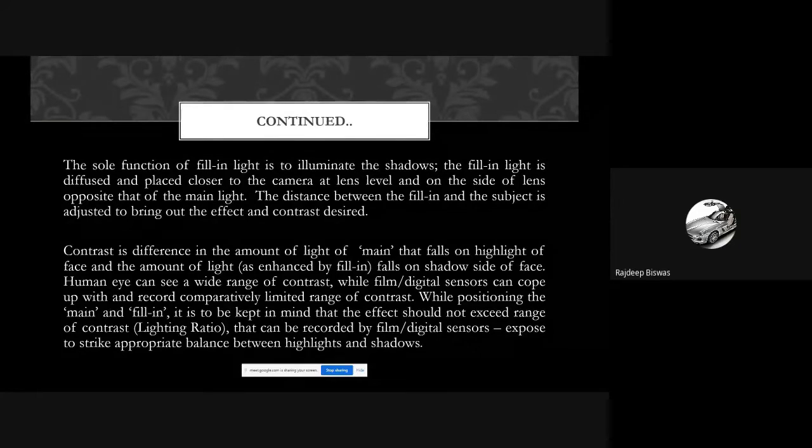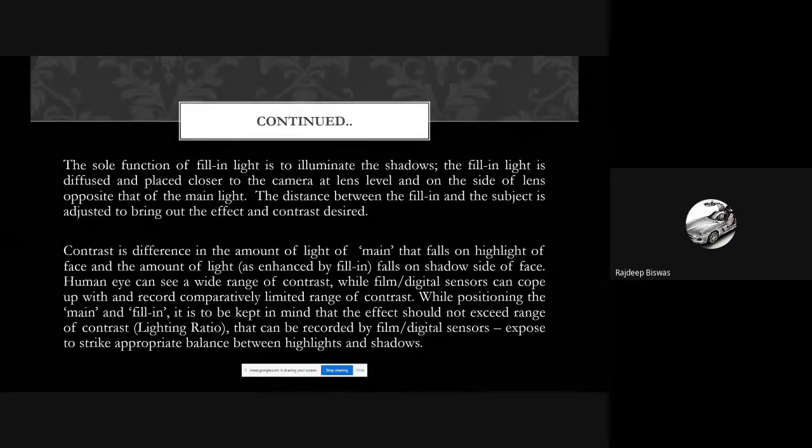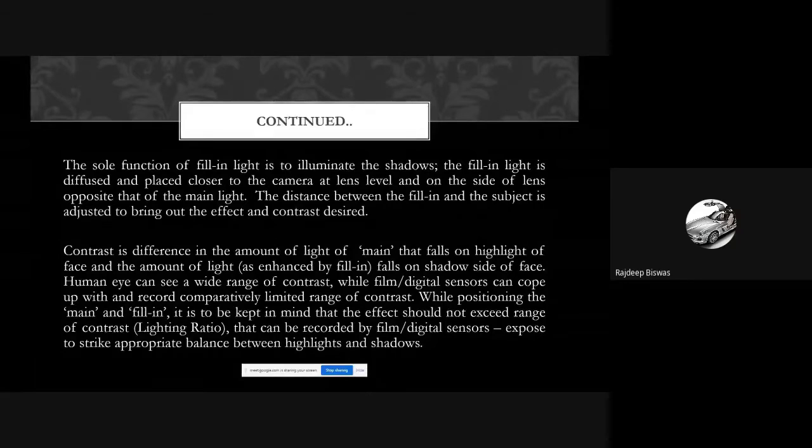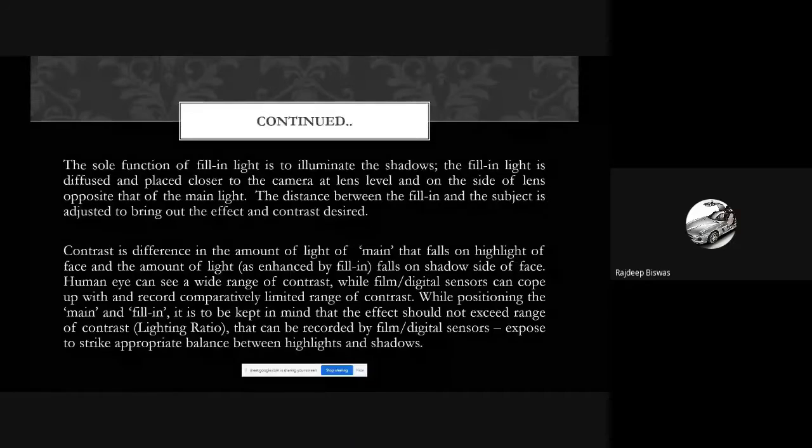The fill-in light is diffused and placed closer to the camera at lens level and on the side of the lens opposite to that of the main light. Of course, the main light is on the right-hand side of the photographer. The fill-in light is on the left-hand side of the photographer. Now, the last line is very important. The distance between the fill-in and the subject is adjusted to bring out the effect and contrast desired.